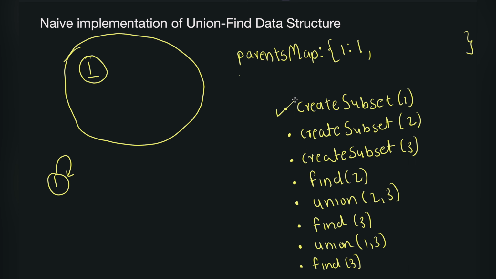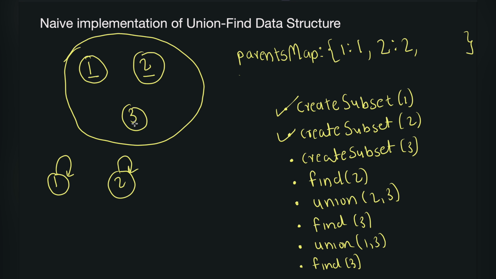So similarly, we'll create subset 2, we'll add corresponding tree and the entry in parents map. Same goes for 3. We'll create tree rooted at 3 also. Now the find of 2 operation should give us the parent of the subset to which 2 belongs to. So it should return 2.